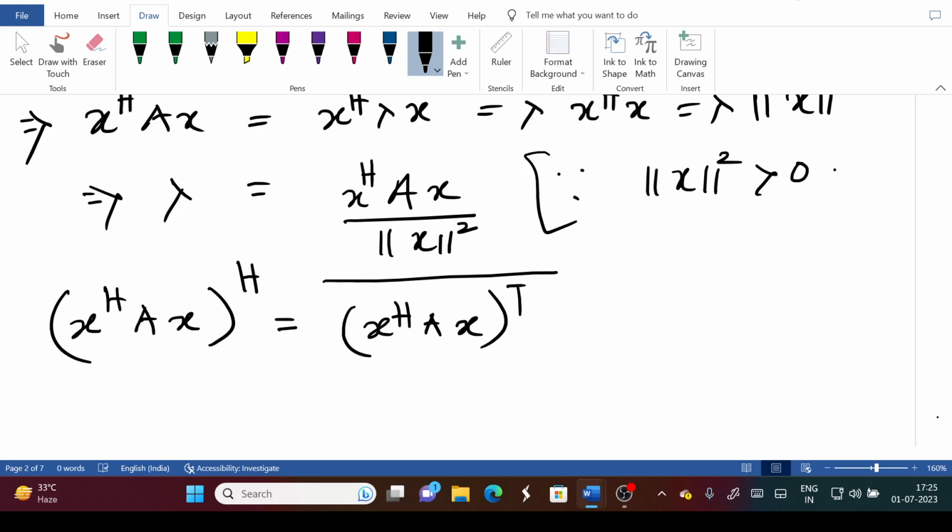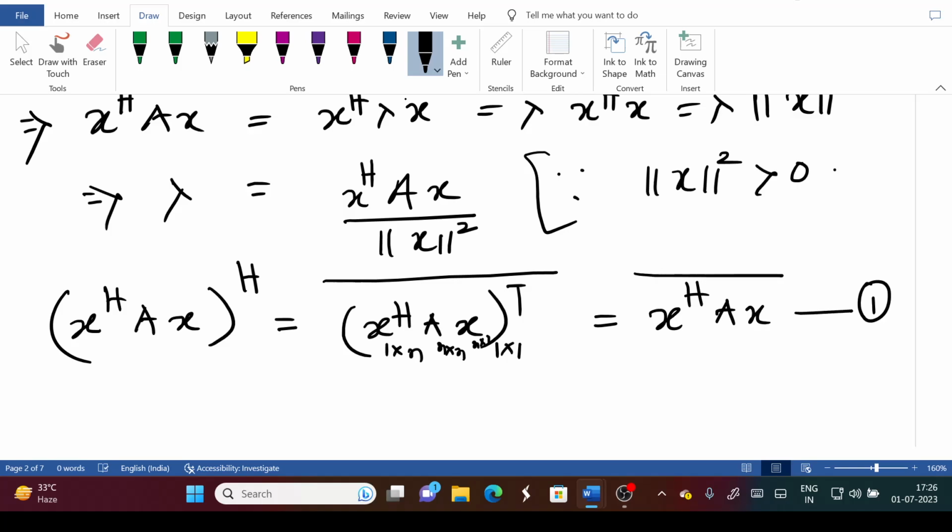But this is a matrix having one row and one column. Why? Because x^H is 1 into n, A is n into n, and x is n into 1. Finally it is 1 into 1, and any 1 by 1 matrix's transpose is the same as itself. So it is (x^H A x) whole bar, which remains as it is. It is equation 2.